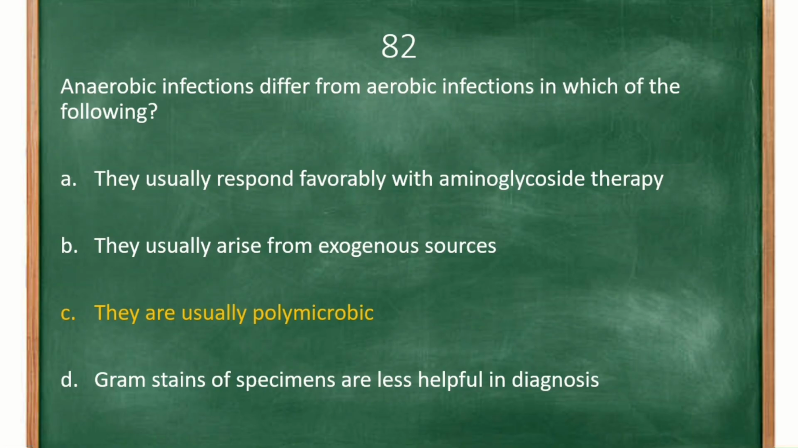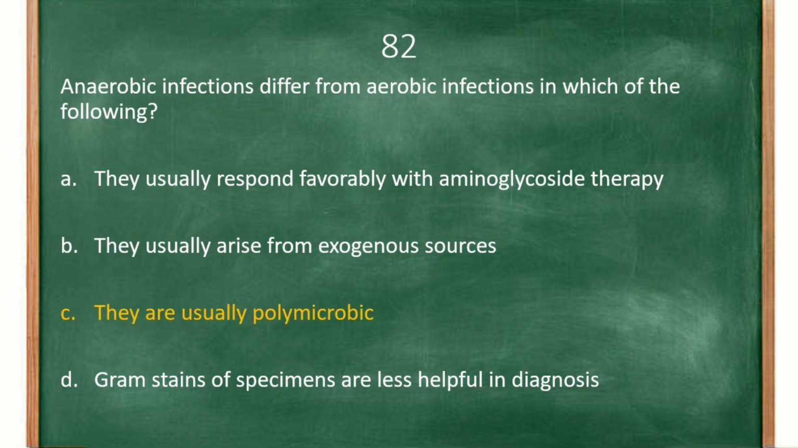If you look at option A, they usually respond with aminoglycoside therapy. Aminoglycosides are generally ineffective against anaerobes. Instead, anaerobic infections are typically treated with antibiotics effective against anaerobic bacteria such as metronidazole and clindamycin. And so option A won't be a viable answer. Then if you look at B, they usually arise from exogenous sources. Anaerobic infections often arise endogenously, meaning that they originate from the patient's own normal flora rather than from external sources.